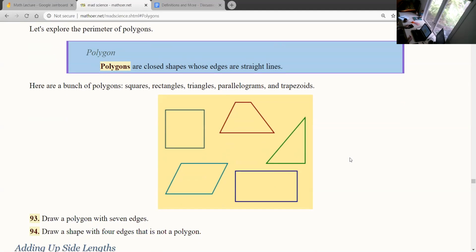So to start with, look at the bottom, 93 and 94. On your own, try to draw a polygon with 7 edges and try to draw a shape with 4 edges that's not a polygon.